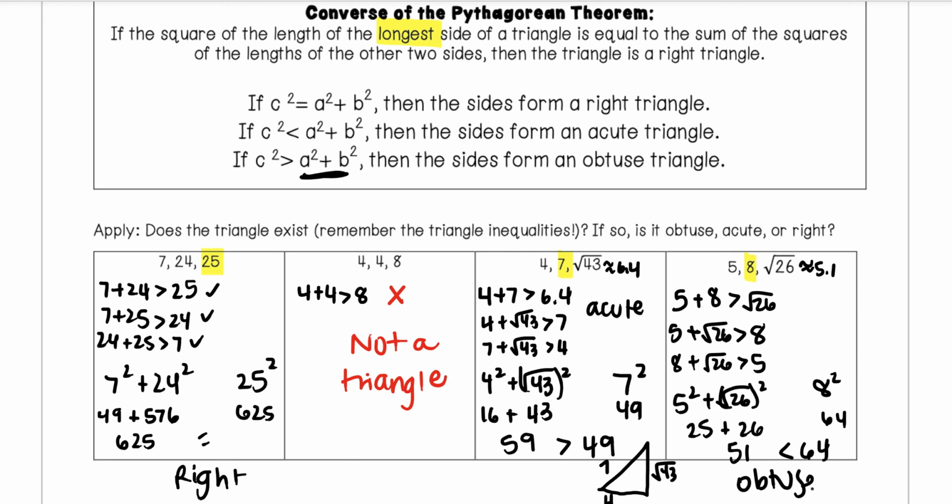And what that would look like if you were going to sketch this one is that we would have a side of 5, a side of the square root of 26, which is about 5.1, so they're going to be pretty close in length, and then we have this longest side, 8. So this is that obtuse angle formed right up there, which makes this an obtuse triangle.